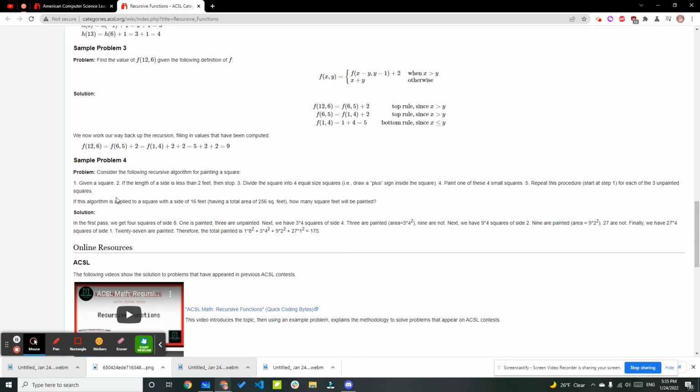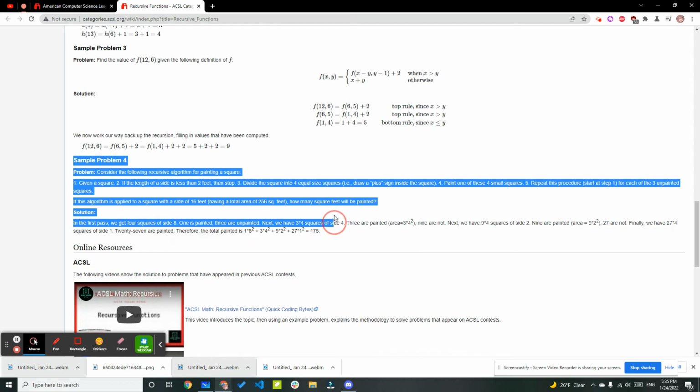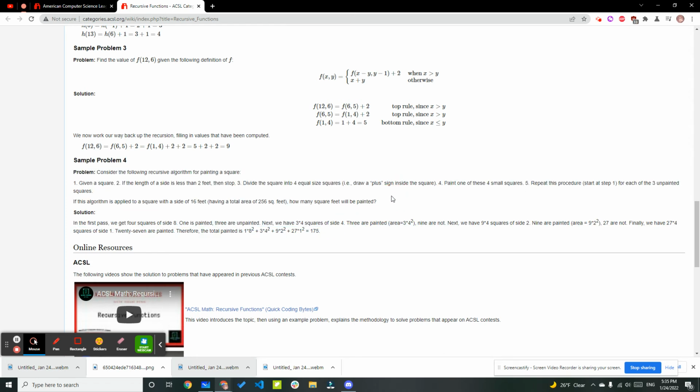So this is an extra challenge for the people who want to solve this. Consider the following recursive algorithm for painting a square.